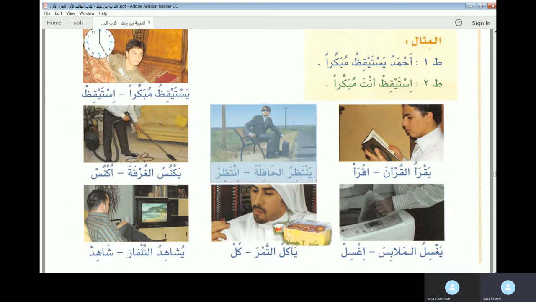Ahmadu yantazirul hafilata. Ahmad waits for the bus. Intazir anta al hafilata. You wait for the bus.